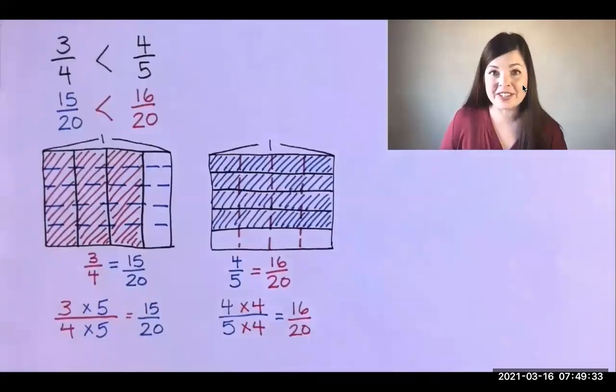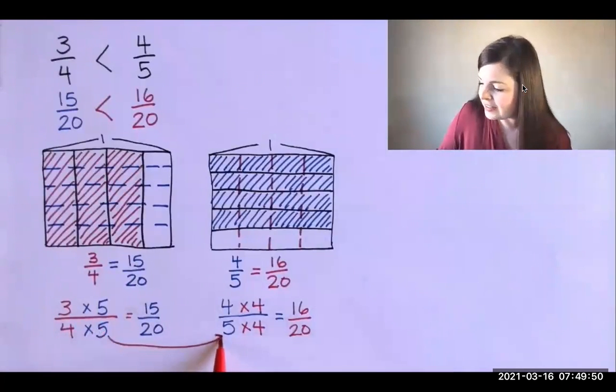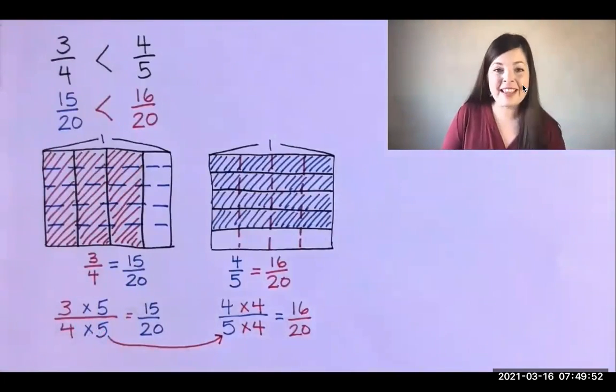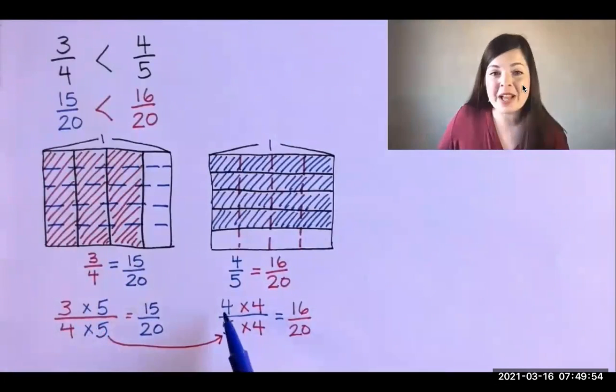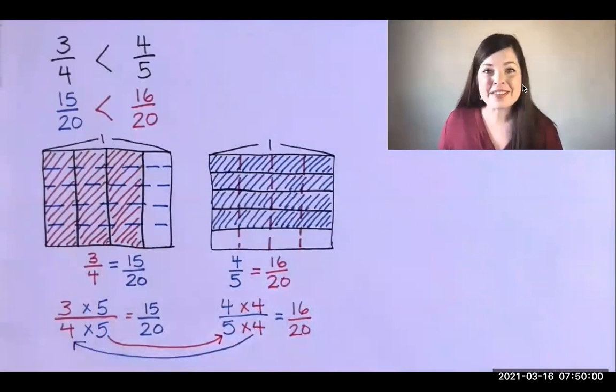Now, how is what we multiplied, the numerator and the denominator of one fraction by, related to the denominator of the other fraction? We multiplied the numerator and the denominator of one fraction by the denominator of the other fraction. So for 3/4, we multiplied the numerator and the denominator by 5, which is the denominator in 4/5. And for 4/5, we multiplied the numerator and the denominator by 4, which is the denominator in 3/4. Way to go.